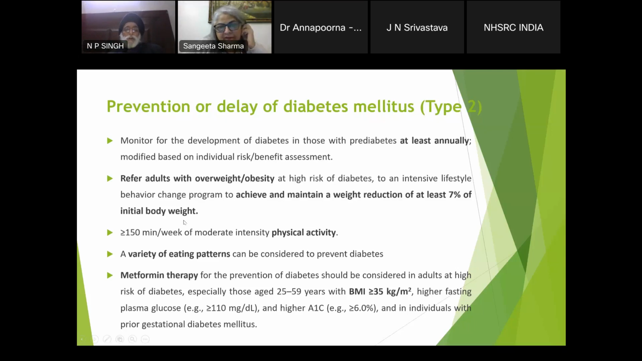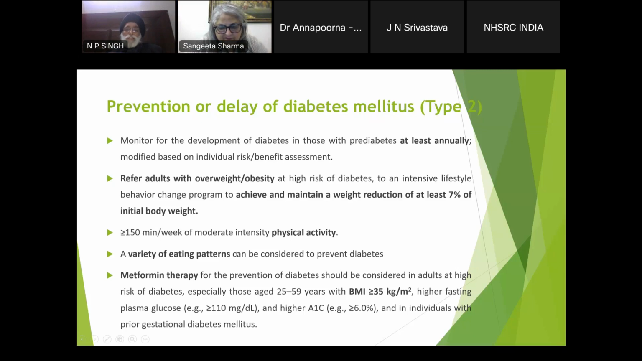150 minutes of moderate intensity physical activity per week is what is required. People have done studies on physical activity versus medication therapy. This is free. 150 minutes per week of brisk physical activity, whether you even walk in the afternoon. What I suggest to my patients is 10,000 steps per day. And now we have apps available that we can download. If you are able to do your 10,000 steps per day and 3 lakh steps per month, then your chances of getting diabetes will be much less.